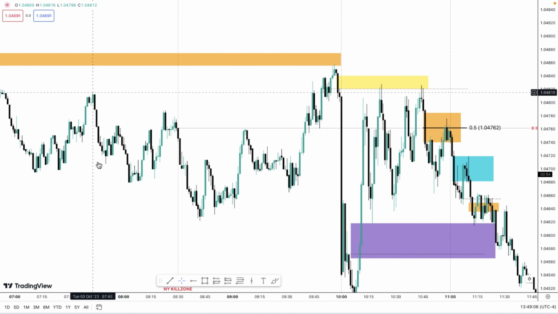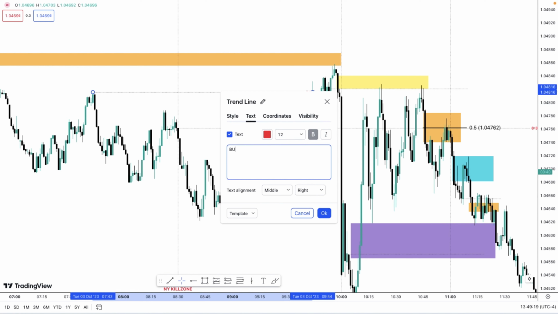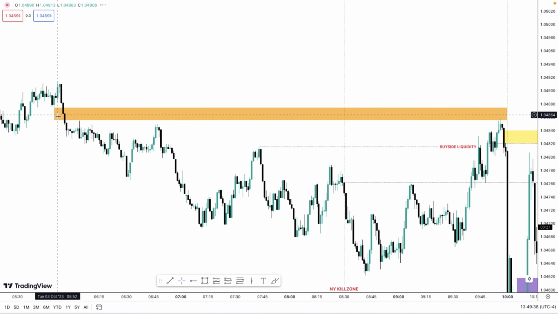After the market collects buy side liquidity above this high at 9:44. So at 9:44 we have buy side liquidity connected. The market trades above the buy side here. It trades into this old fair value gap. This 5-minute fair value gap.